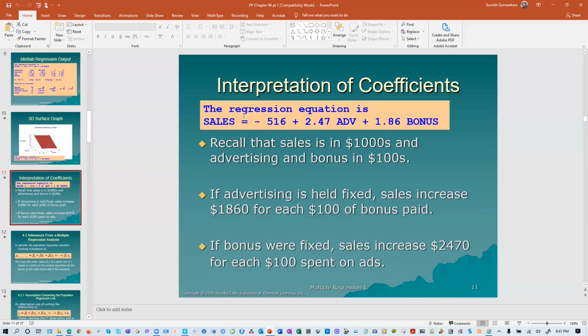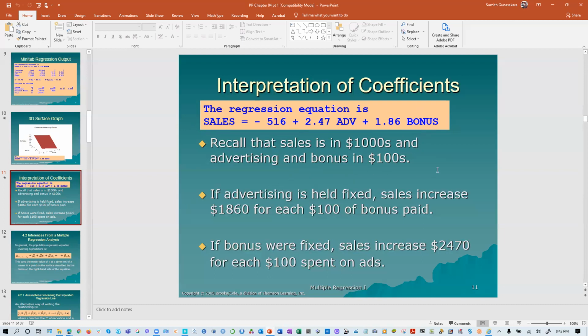And this is what, when not even a penny has been spent on advertising or bonus, your sales are going to go negative. See, negative sales. Negative sales means you are losing money, or sometimes you subtract the mean value from advertising and bonus and then readjust the formula. We don't talk about that here, but make sure you explain beta 1 and beta naught especially. Beta naught is the intercept. Intercept means when this and this are 0, what would be the value of sales? It's going to be negative 516,000.